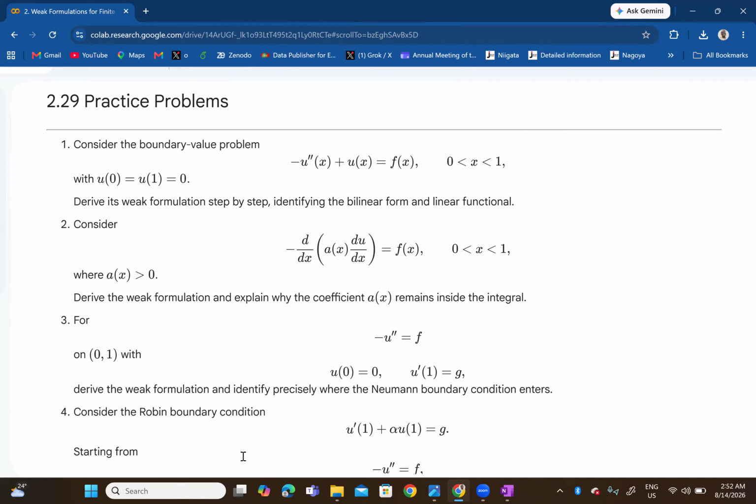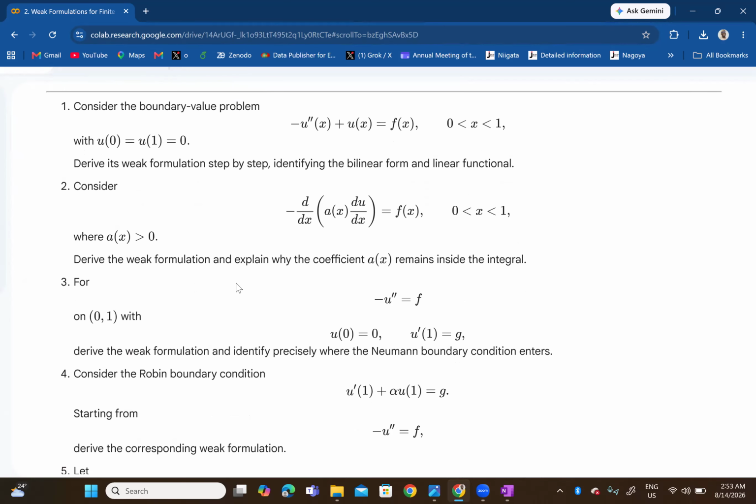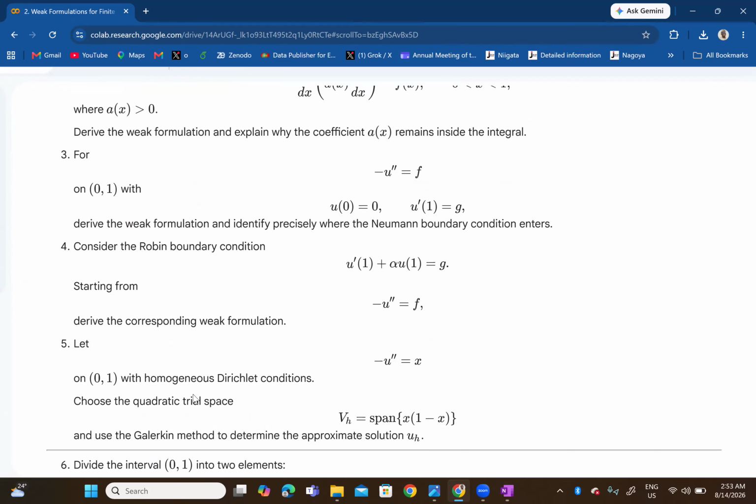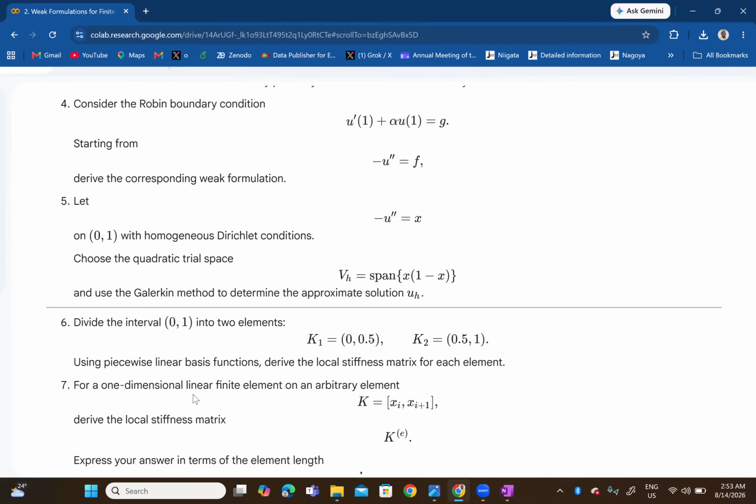Okay, let's take some problems. I'll answer question 4 and 17. Consider the boundary value problem. You can see 1 to 4 here. Consider the Robin boundary condition u prime of 1 plus alpha u of 1 equals g, starting from minus u prime prime equals f. Derive the corresponding weak formulation. In this case, we have a Robin boundary condition. We'll talk about that.